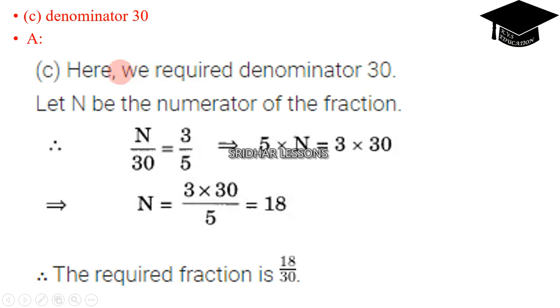Next. Denominator should be 30. Here we require the denominator as 30. So let n be the numerator. So n by 30 is equal to 3 by 5. By cross multiplication again, 5 into n is equal to 3 into 30. Therefore, n is equal to 3 into 30 by 5. 5 cancels 30 six times, so it is 18. Therefore, the required fraction is 18 by 30.